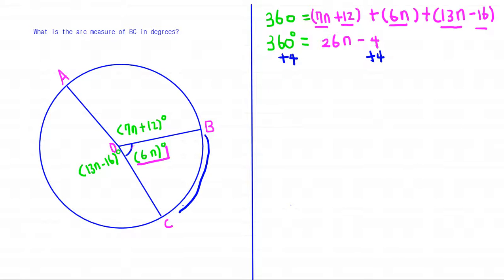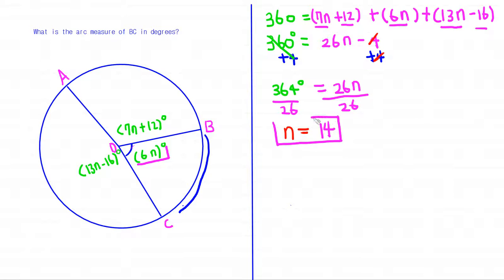On the right side, the 4 cancels out, and on the left side we get 364 degrees is equal to 26n. And we can divide both sides by 26 in order to cancel the 26 in front of n. I'll just write n on the left side. n is equal to 364 divided by 26, which is equal to 14.